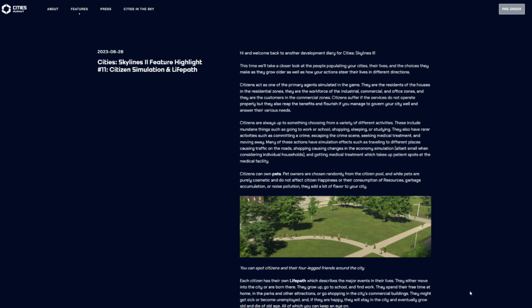And this section wraps up by saying each citizen has their own life path, which describes major events in their lives. They either move into the city or are born there. They grow up, go to school, and find work. They spend their free time at home, in the parks and other attractions, or go shopping in the city's commercial buildings. They might get sick or become unemployed, and if they are happy, they will stay in the city and eventually grow old and die of old age, all of which you can keep an eye on.